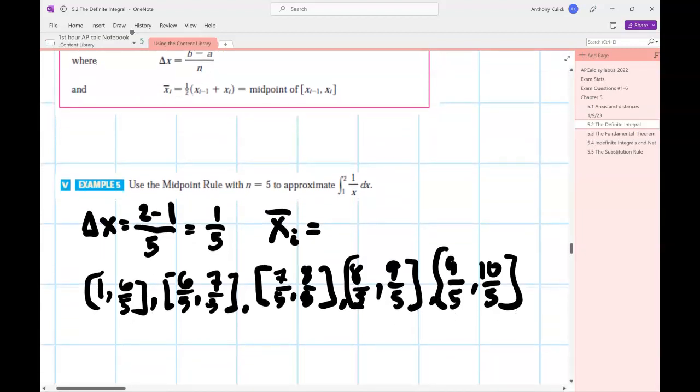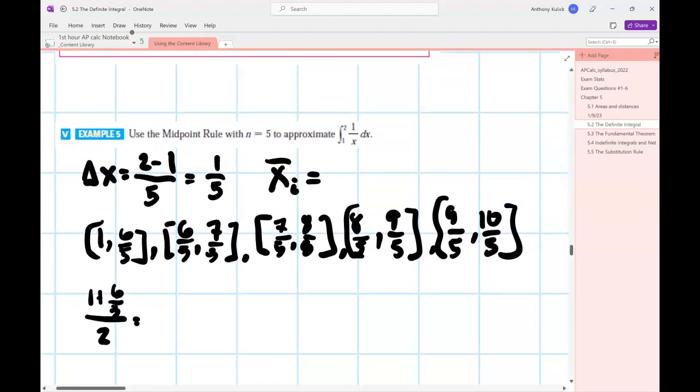So my midpoint is going to be the average of those. So what's halfway in between 1 and 1 1/5? How about 1 1/10? Right? So if I do 1 plus 6/5 divided by 2, if I multiply the top and bottom by 5, I get 5 plus 6 over 10, or 11/10. That's 1 1/10.